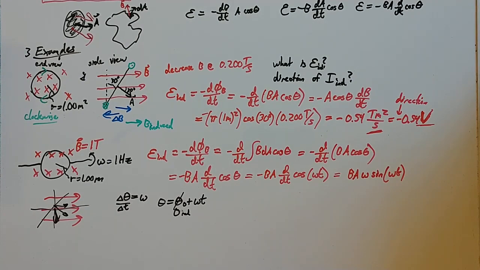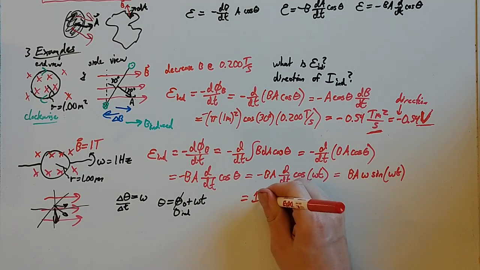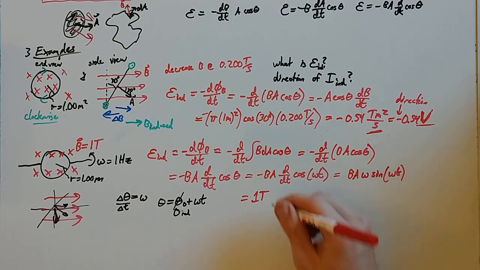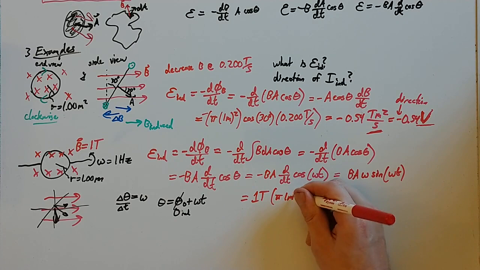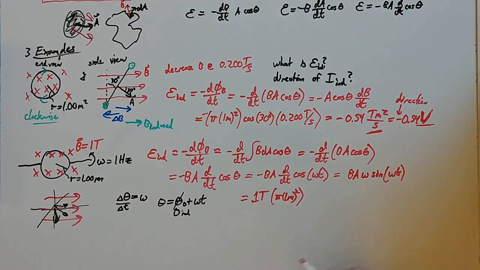And what does this mean? Well, this means that the EMF that's getting induced is going to change as time passes. So if we actually plugged in some numbers, so let's do that. B would be 1 Tesla, and our area is going to be pi times 1 meter squared.